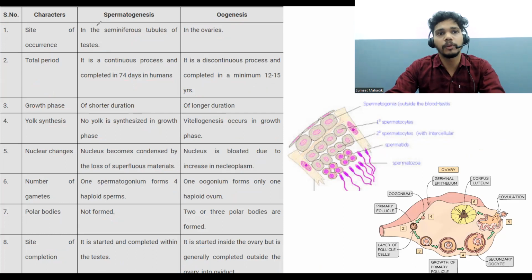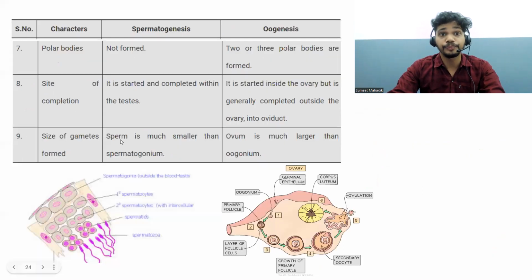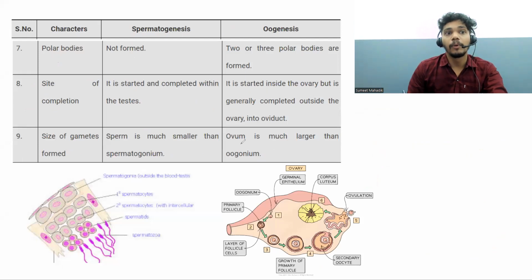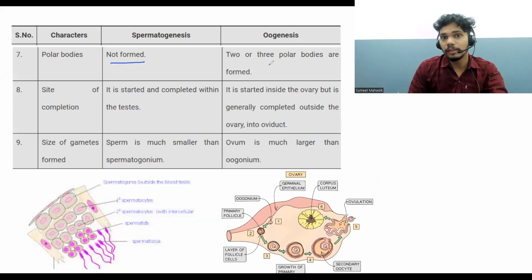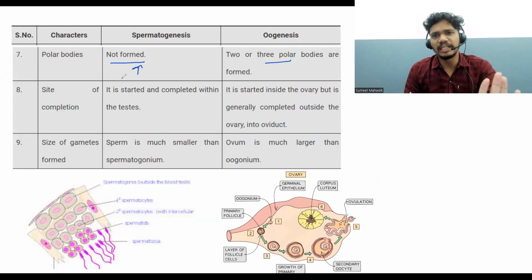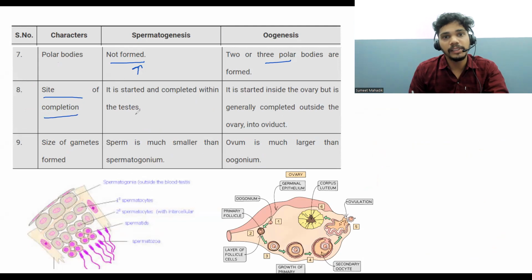Let's move to the next points here. Now, the moment I say polar bodies, they are not formed here. There are only 2, 3 forming. Why is there no polar body in spermatogenesis? You know the answer right now, right? Now, site of completion we already talked about.